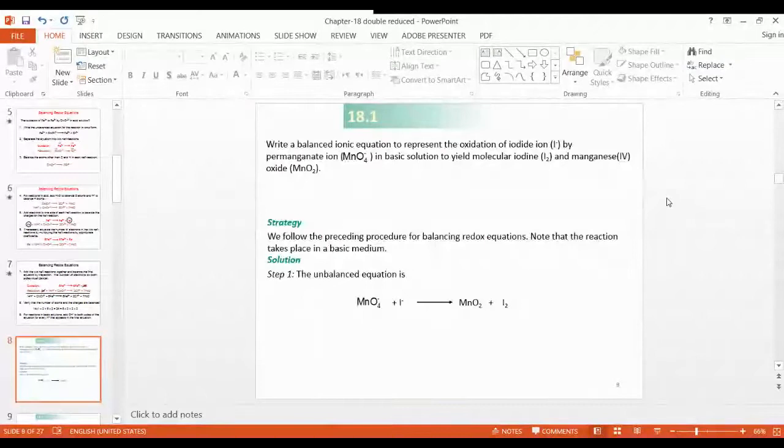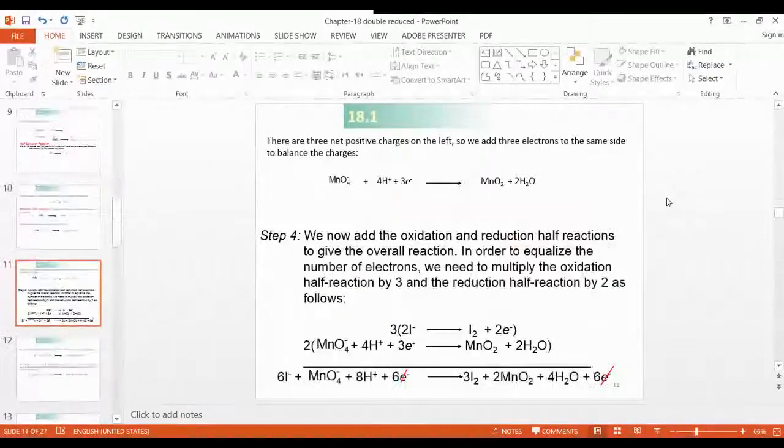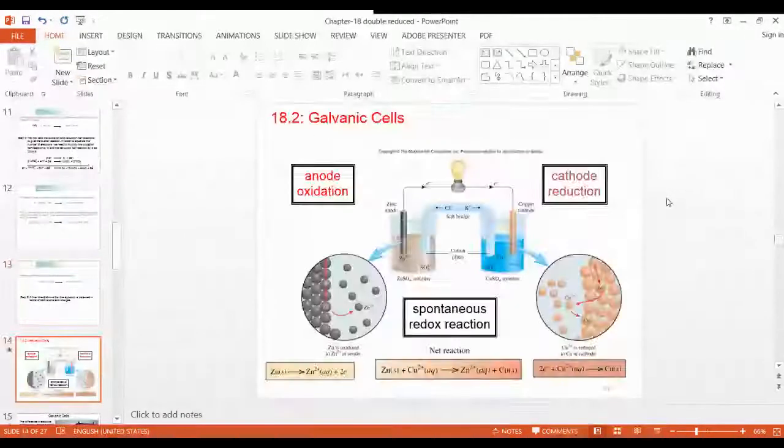All right, so just go for practice. Galvanic cell. You should know that I already explained how to label it, and in this one, you see the salt bridge we have, anode we have, cathode we have.